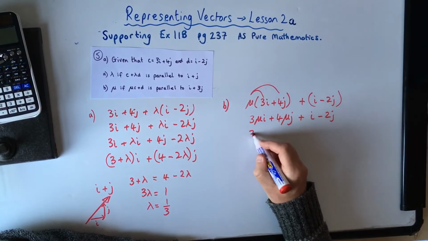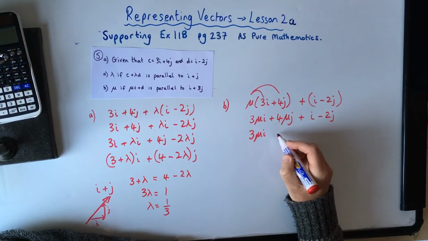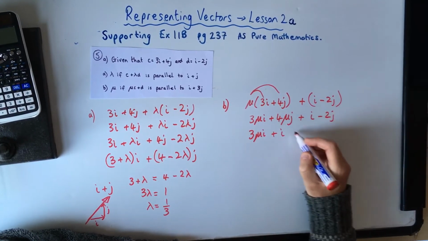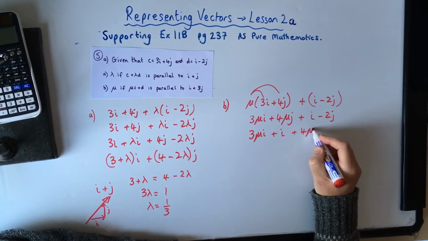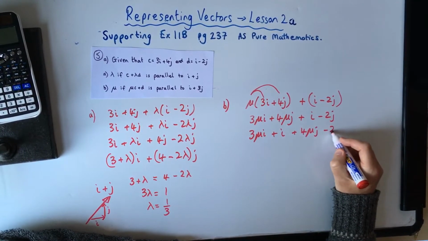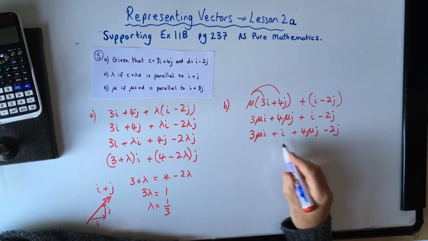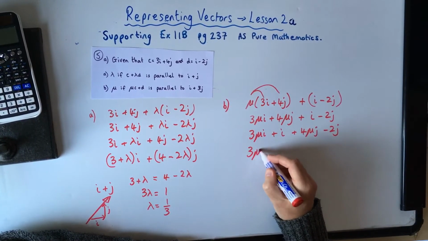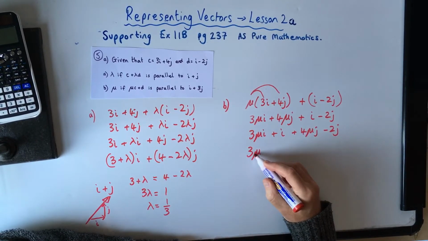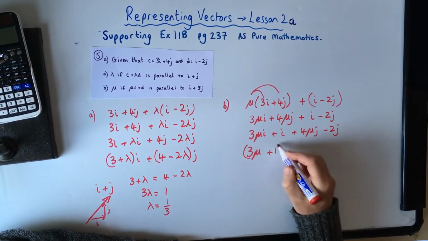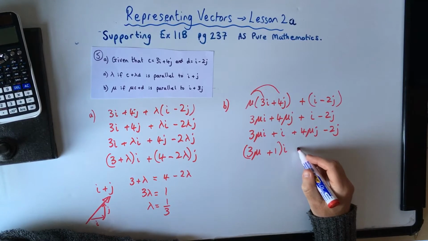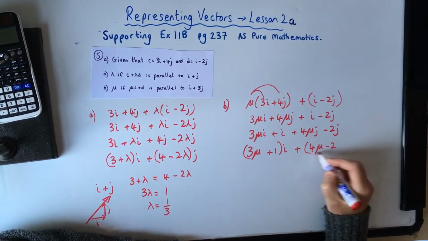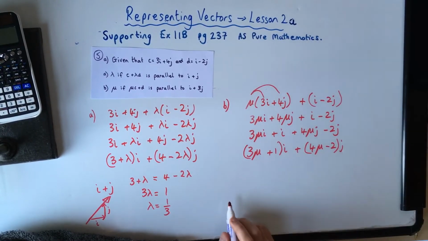Get my i's together, 3 mu i plus another i, that's that one there, plus 4 mu j minus 2j. So I've got my i's over here and my j's over here. Factorise out my i's. (3 mu plus 1) times i plus (4 mu minus 2) lots of j.